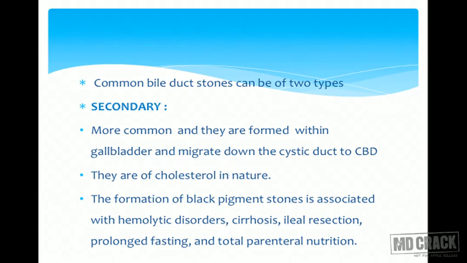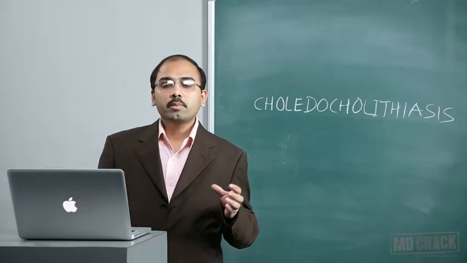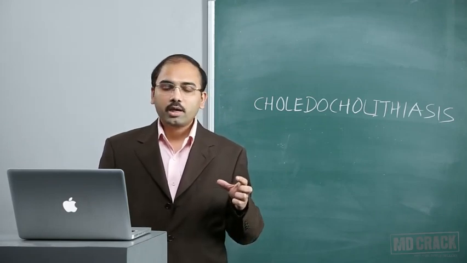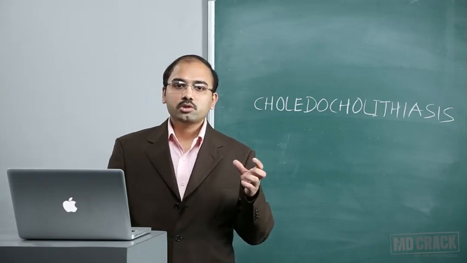So we have got two types of stones in the common bile duct. First are the secondary. Secondary are more common and they are formed within the gallbladder and they migrate down the cystic duct to the CBD. They are generally of cholesterol in nature. The formation of black pigment stones is associated with hemolytic disorders, cirrhosis, ileal resection, prolonged fasting and total parenteral nutrition. So in short, whenever you come across secondary type of CBD stones, they are of cholesterol and black pigment stones, of which cholesterol stones are common.